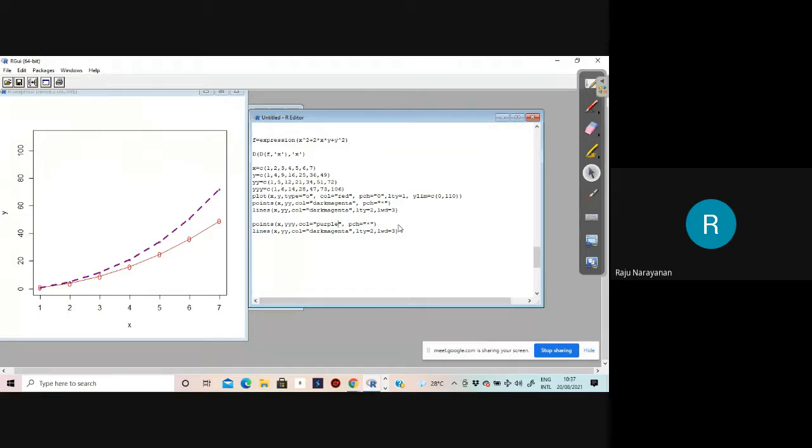Okay. And what is PCH1? You can give a different sign. Let it be plus. And lines again, YYY. Color we have to change, otherwise you will get dark magenta. Purple. Let the line type be something different. 3, so many line types are there. Let it be 3 or 4. Let it be 4.